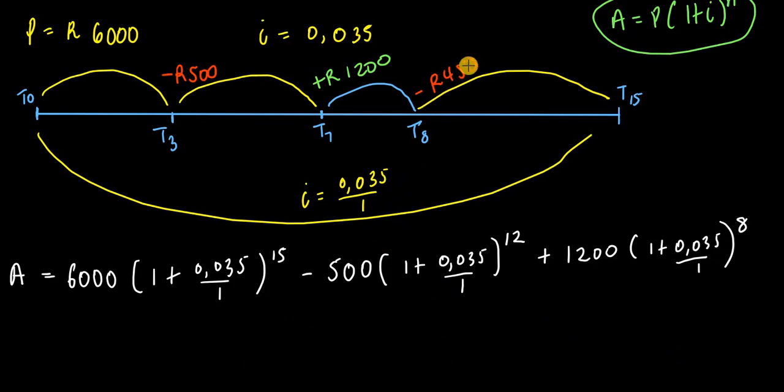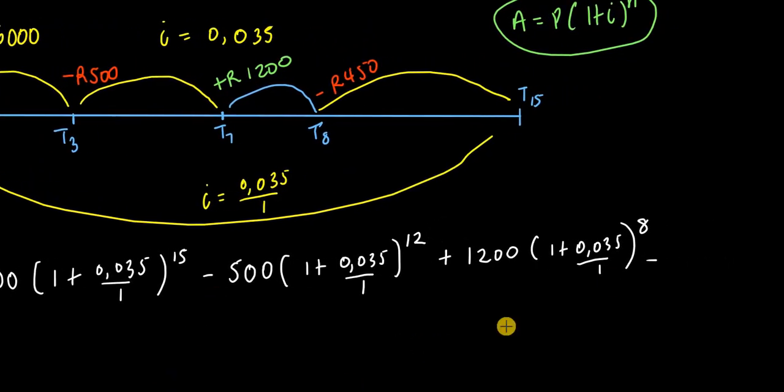Then lastly, now it was the minus 450. So you write minus 450. You say minus 450, and then you say 1 plus 0.035. Now, from T8 to T15 is how long? How many years is that? T8 to T15. 15 minus 8 is what, guys? It's 7, is it 7? Yes, it's 7.